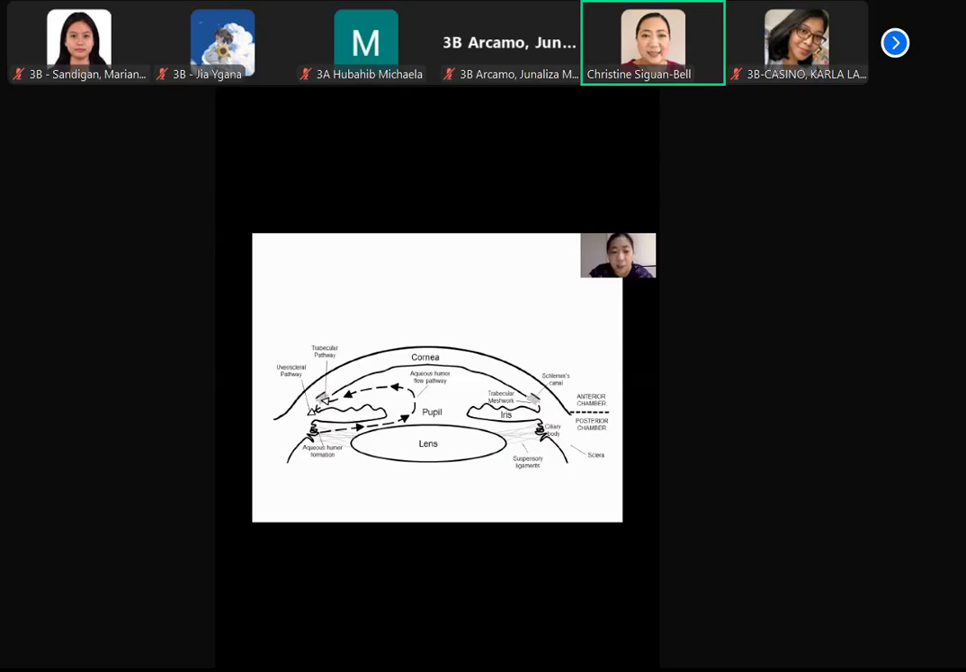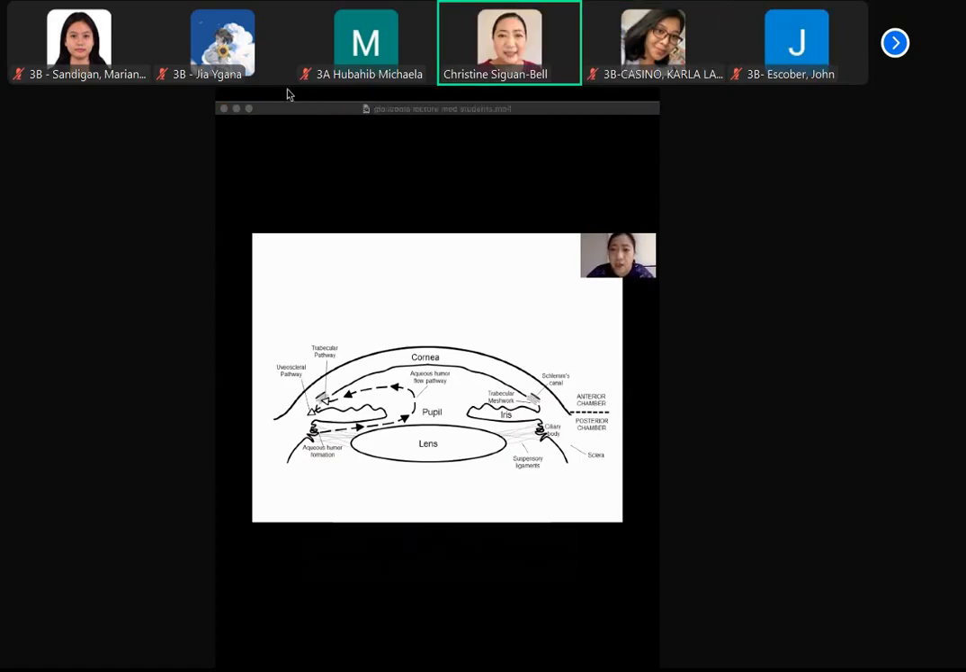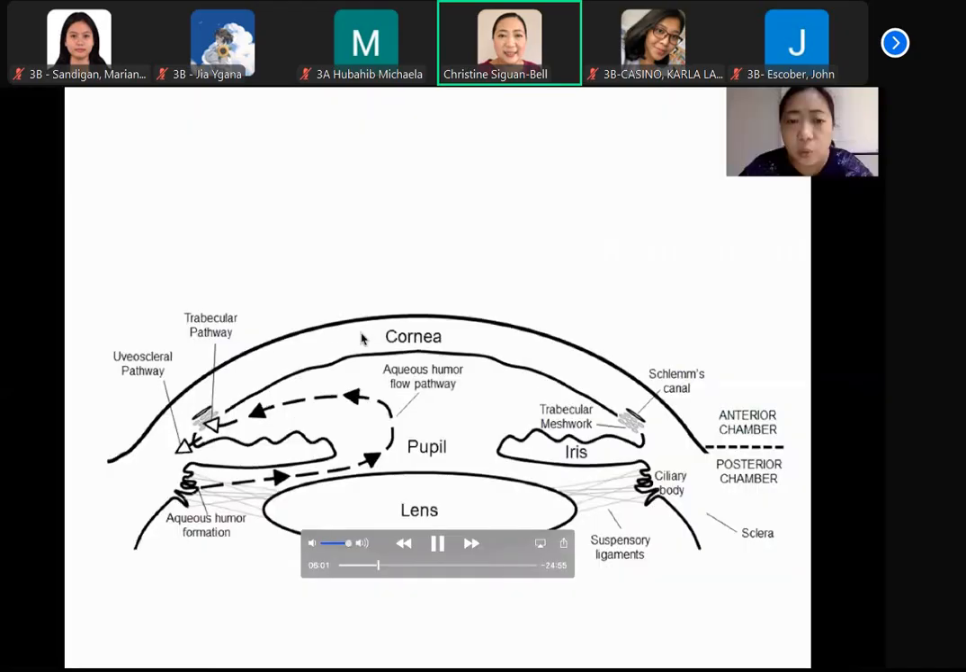The secondary pathway is flowing through the uveosclera, and then it just gets absorbed into the choroid and the other subconjunctival space. But the majority of the aqueous humor flow goes into the conventional pathway, which is through the trabecular meshwork into the Schlemm's canal.